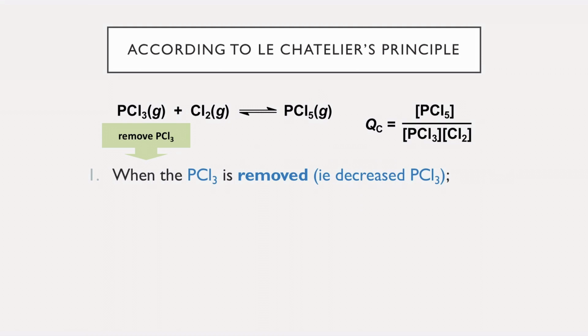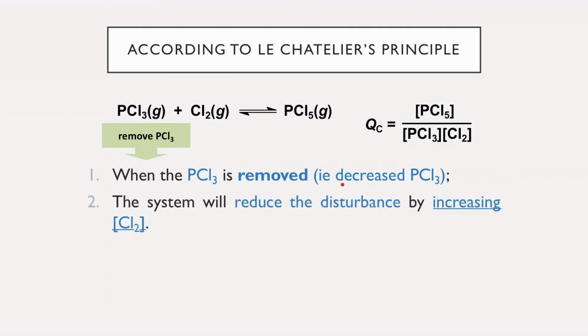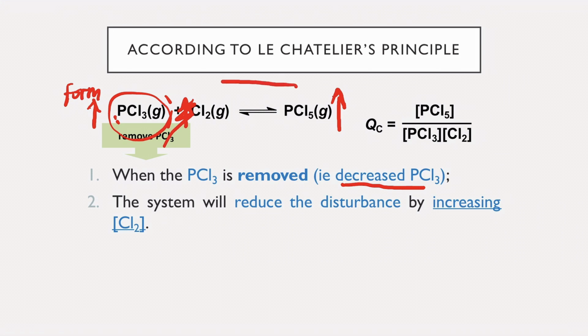So if PCl3 is removed or, in another case, decreased, now we are talking about removing. It means PCl3 is gone now. Okay. So what will your system do? Your system will try to form PCl3 back, or increase the concentration of that PCl3. What can they do to do that? What they can do is they will increase PCl5, right? So that your reaction will shift to the left.